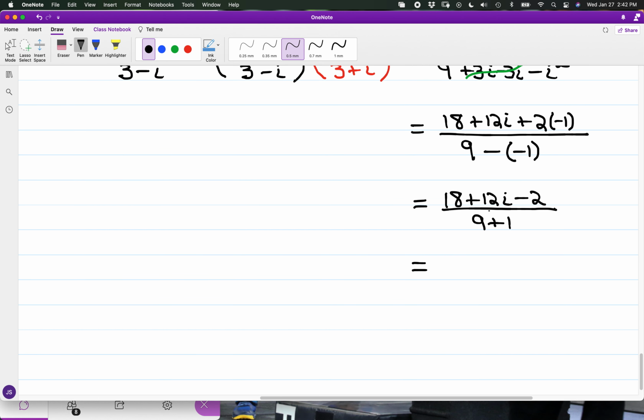Okay, so we have 18 minus 2 in the numerator. Combining, we have 16. And with our i terms, we have plus 12i, and we have all over 10. And separating, we have 16 tenths. Now you can reduce and then separate, but I'll do it in this fashion.